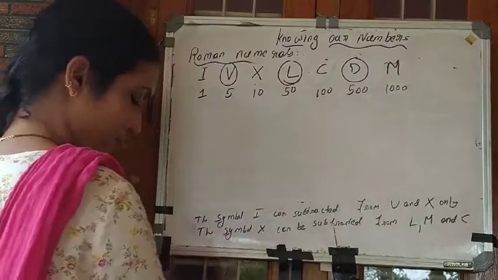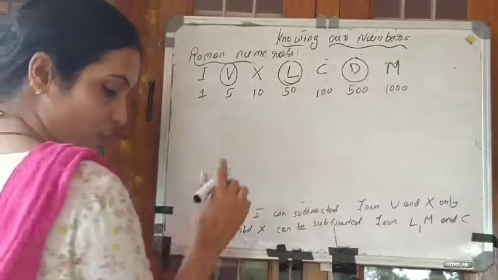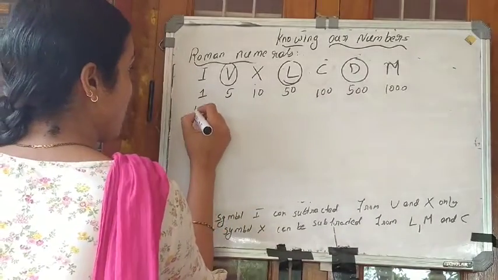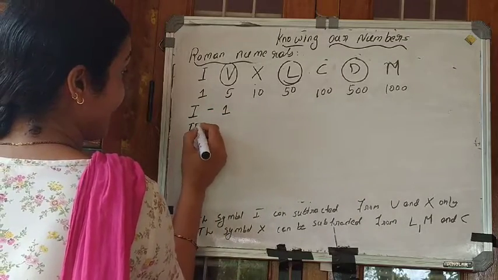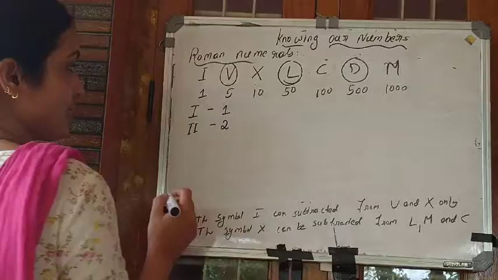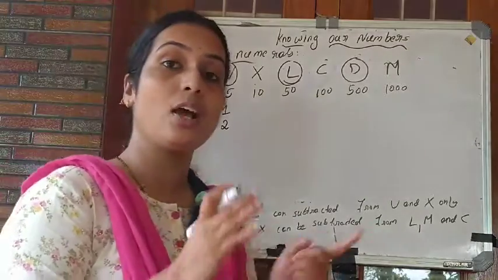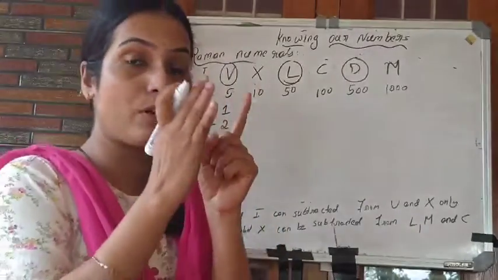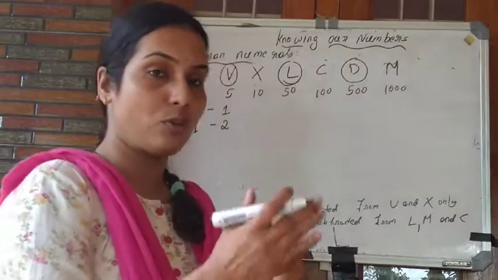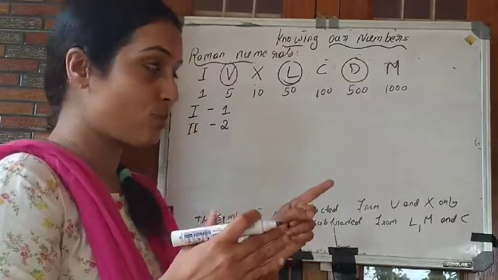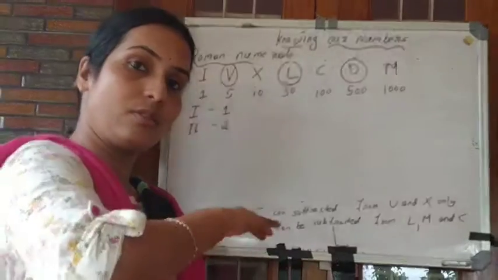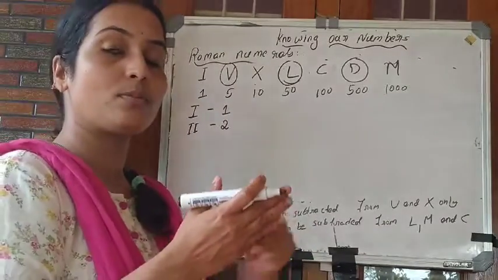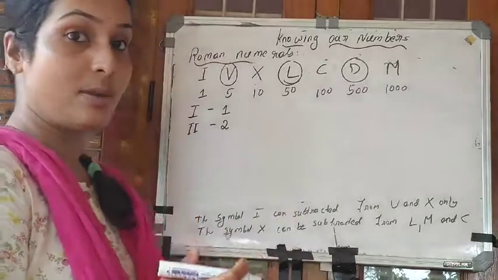So now we can simplify the simple problems. I indicates 1, isn't it? What is the meaning of II? 1 plus 1. The meaning is, if you write the numbers together, if the smaller value is written on the right side, the meaning is addition. If you write the smaller value symbol on the left side, the meaning is subtraction.